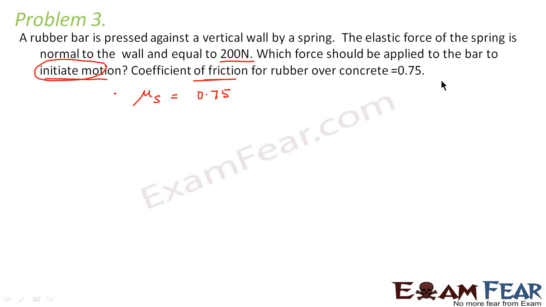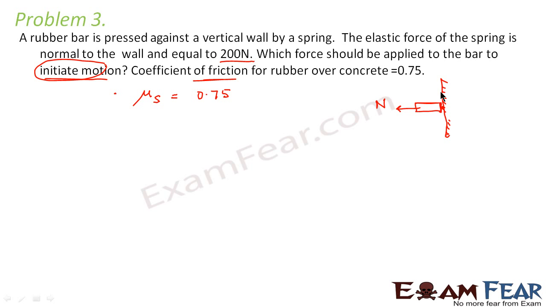Now let us draw the diagram. Let us suppose this is the wall, and let us suppose that this is a rubber bar which is attached through a spring to this wall. Right? Now this would be the surface of contact. Therefore, the normal reaction force N will act along this direction.